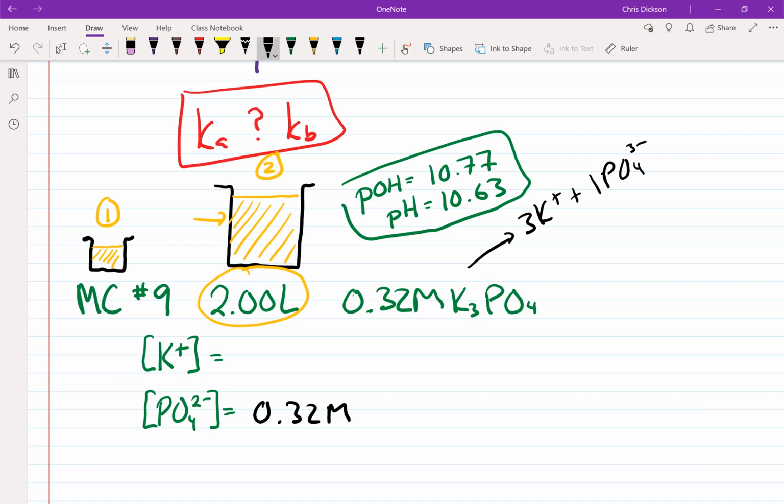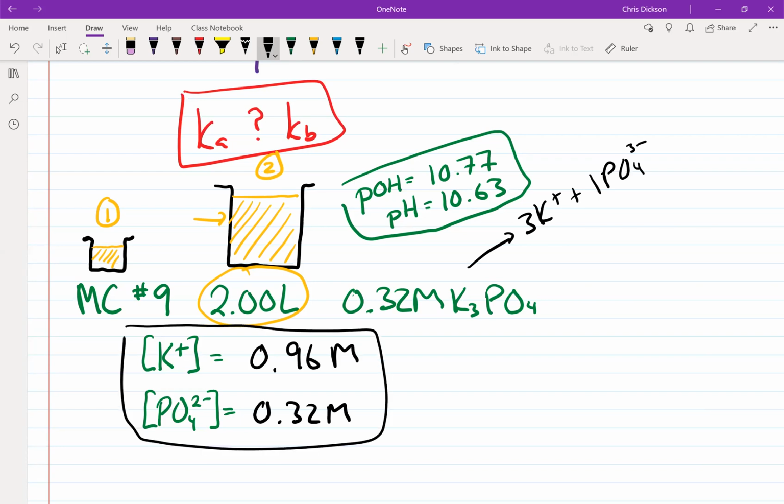And then the potassium ions would be 3 times that number, which would be 0.96 molar. I believe when I made my answer key up, I had divided the concentration by 2, and then it had worked out from there. But in this question, the concentration doesn't matter. If they had asked for the moles, though, if they said how many moles do you have, then you would have to multiply by the 2 in that case.